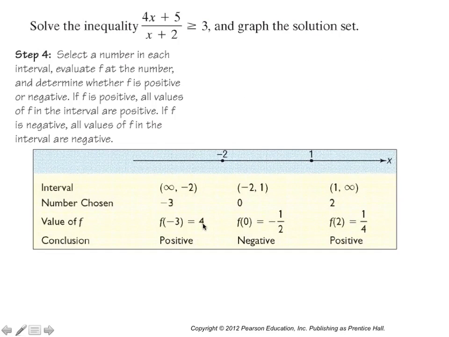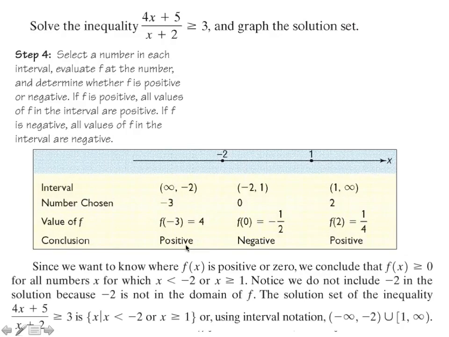And if you do this, you get 4 out when you plug negative 3 in, you get negative 1/2 out when you plug 0 in, and you get 1/4 out when you plug 2 in. And again, I don't really care what these values are. All I care about is the signs. So I have a positive number here, a negative number here, and a positive number here. Now this one is particularly tricky because we care about greater than or equal to. So I know that I don't care about my negative solution because I don't want less than. But I need to be careful about how I write my actual solution.